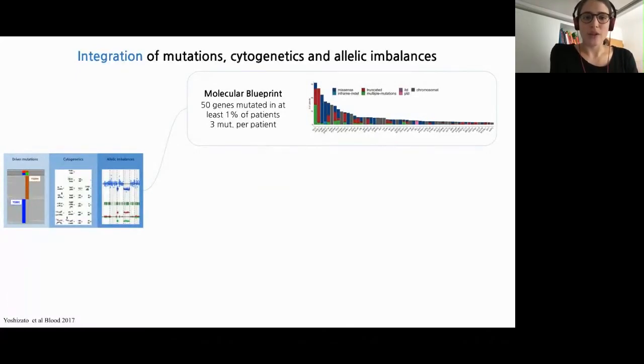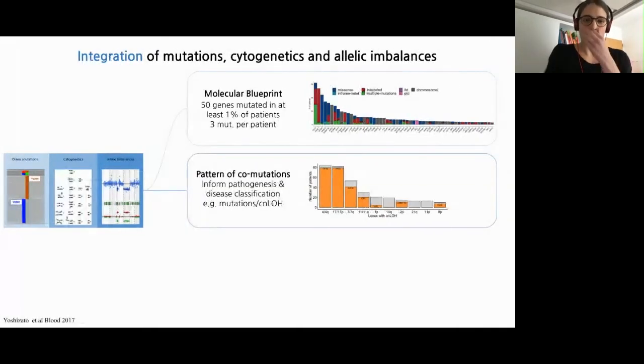Patients tend to have several driver gene mutations, on average 3. And we identified at least one driver alteration in 95% of patients. And this bar plot is showing you the long tail distribution of recurrent aberrations in MDS. We are providing this to inform pathogenesis and classification, and I will be talking about classification later on. We're looking into the pattern of co-mutations, of which genes come together more than expected by chance, or which genes are mutually exclusive with others.